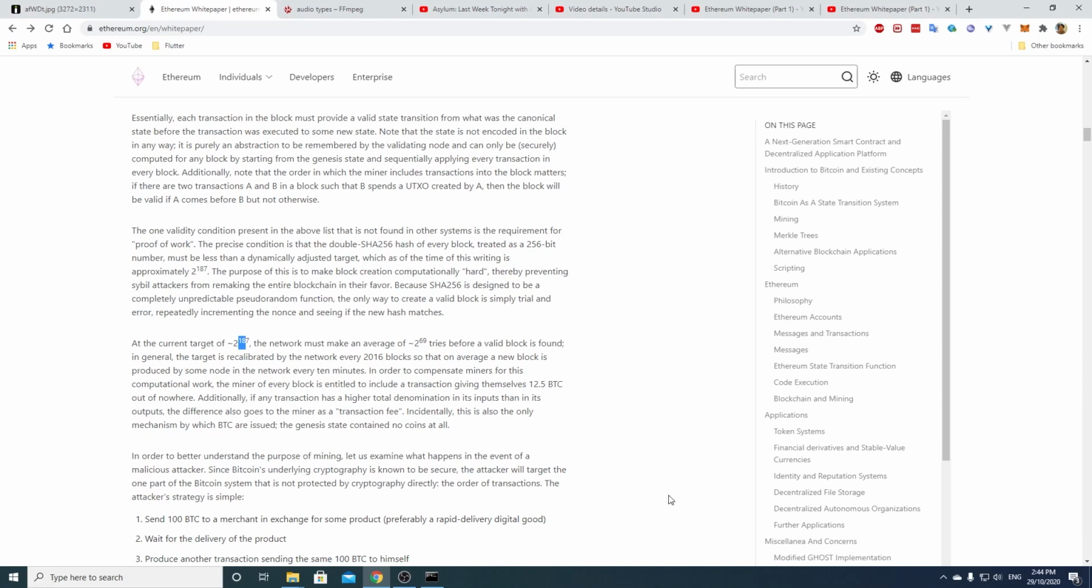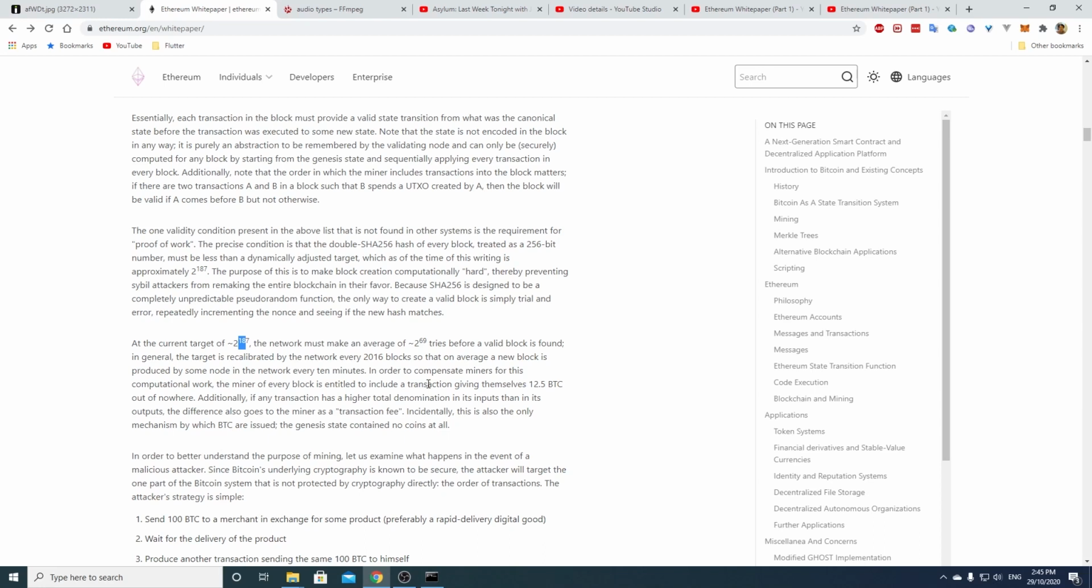In order to compensate miners for this computational work, the miner of every block is entitled to include a transaction giving themselves 12.5 BTC out of nowhere. This is the only transaction that can be included in the block that doesn't take inputs, and that transaction must be the first one in the block. It's called a Coinbase transaction. The reward for the Coinbase used to be 50, but then it halved to 25. Now it halved to 12.5 at the time of the writing, and it will keep halving after a certain number of blocks, but I forgot how many.